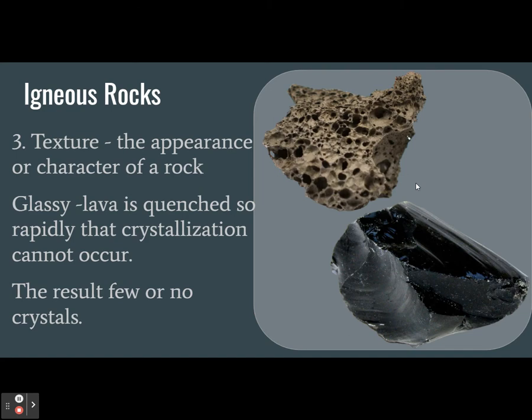Also, we can have a glassy texture. So when lava is put into water, quenched very rapidly, and it cools very quickly, that gives us a glassy texture. So few or no crystals. On the top left, we have scoria. On the bottom right, we have obsidian. Both of these rocks we would call a glassy texture because they have few or no crystals inside of them. Both of them cooled very, very fast.